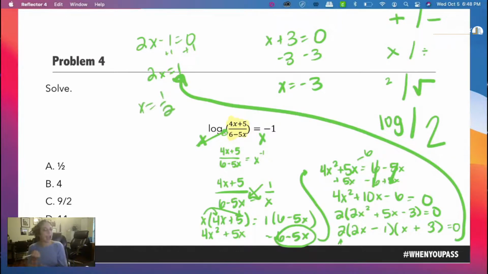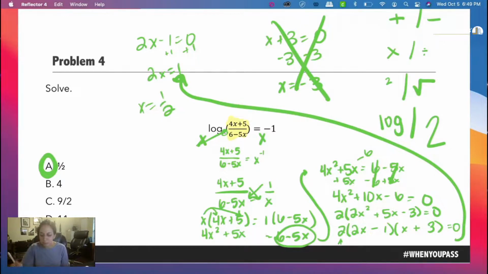I notice that I have 2 answers. However, I also know that a log cannot have a base of a negative number. So x equals negative 3 is automatically out because I cannot have a base as a negative number, which means x equals 1/2 is the correct answer.